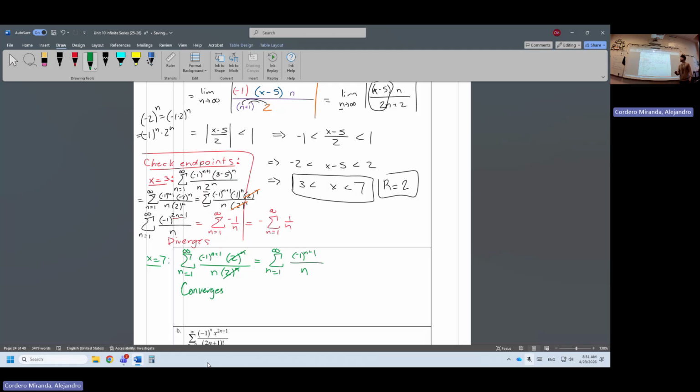And now we're finally done with the problem. That tells me that my interval of convergence is strictly greater than 3, but less than or equal to 7, since 7 is included in the numbers that I can plug in.